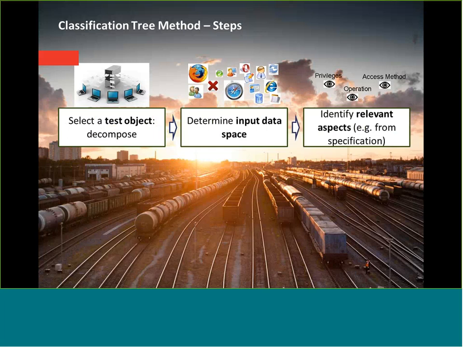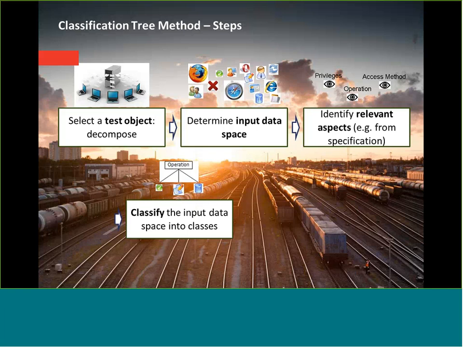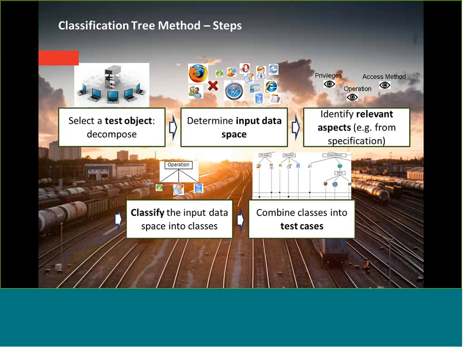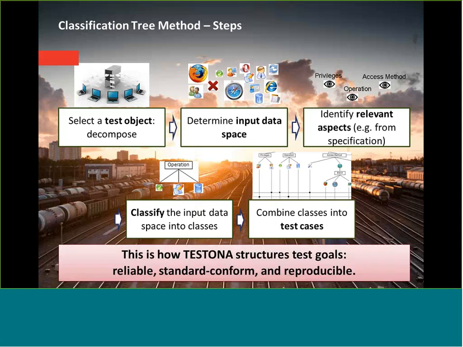And the classification tree method then suggests you introduce relevant aspects. You introduce those parameters you are interested in. I have identified here different user privileges. There are different operations on the database. As I told you, create, modify, delete. And there are different access methods, and then the classification tree method suggests that you write this nice tree structure for all these aspects. So for operations, you have then 3 values, and if you then combine all these individual aspects into a classification tree, then you get this nice matrix where you can specify your test cases. This is the classification tree method. This is quite straightforward, and using these steps basically enables you to identify test goals, reliable, standard-conform, and reproducible.